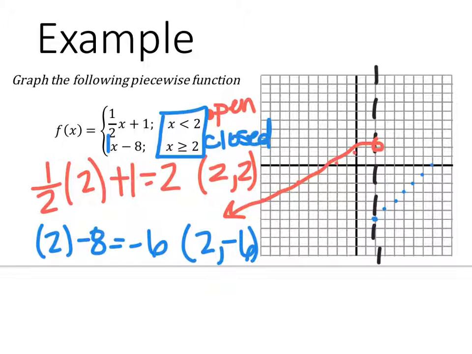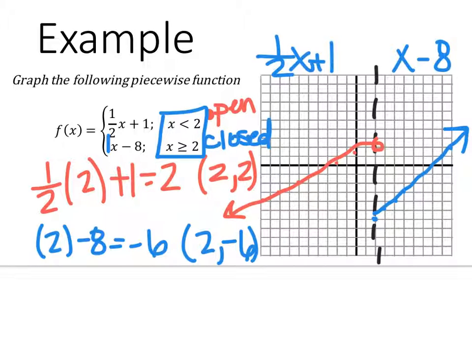So I took two separate linear lines and graphed them on the same graph and just listened to where I need to graph them. So I have 1/2 x plus 1 on this half of my graph, but I have x minus 8 on this half. So this is day 2 of piecewise functions. It's very similar, the exact same thing we did yesterday, except instead of giving you a sentence of where to graph, I'm writing it as two inequalities.